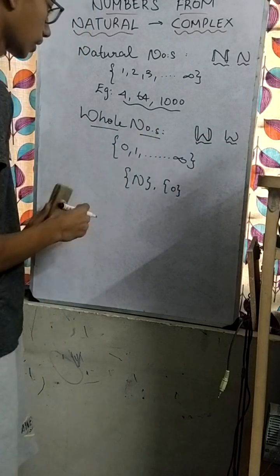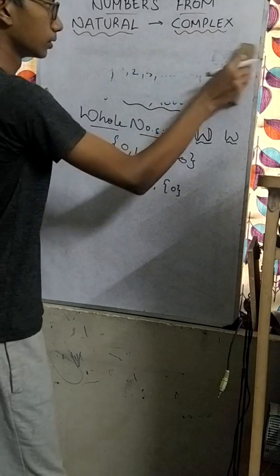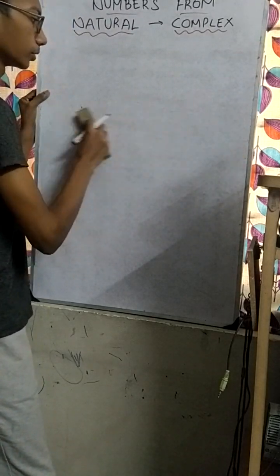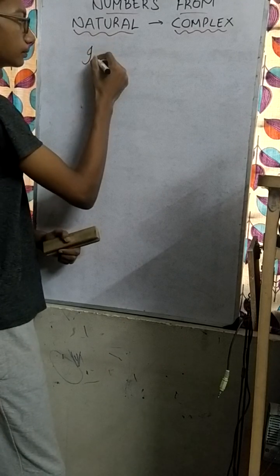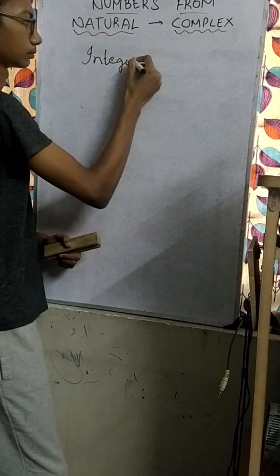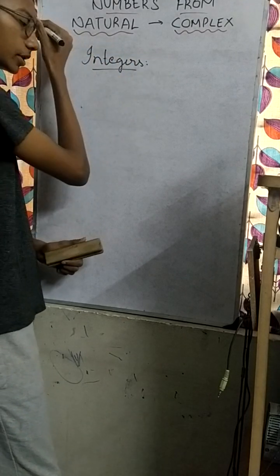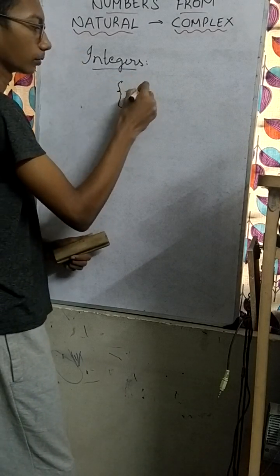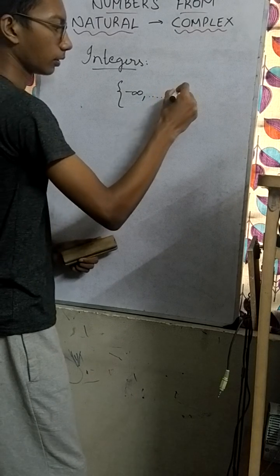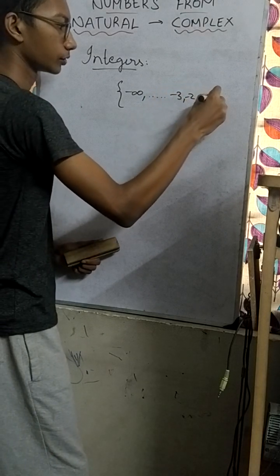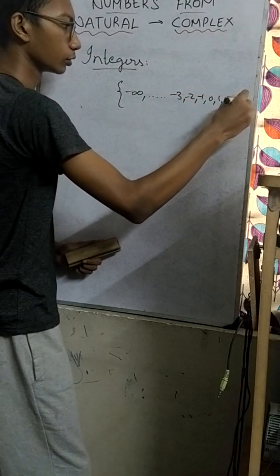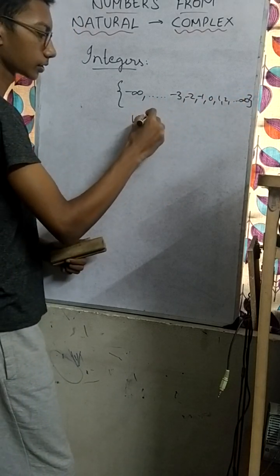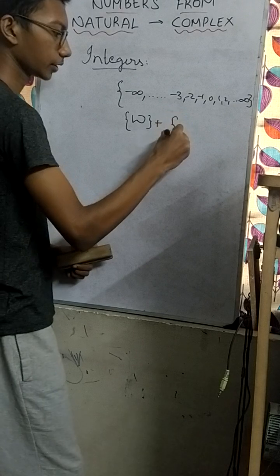Now let's get to the next number. Next to the whole numbers is the integers. The thing about integers is that it is a group of whole numbers plus some more numbers: minus infinity, minus 3, minus 2, minus 1, 0, 1, 2, going to infinity. So this is the thing with integers. This is just whole numbers plus negative numbers.